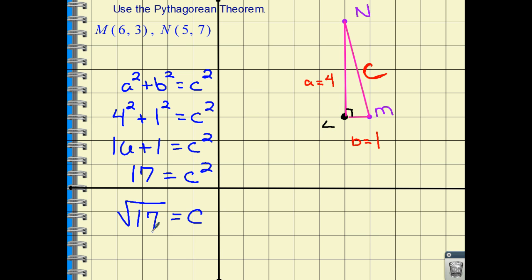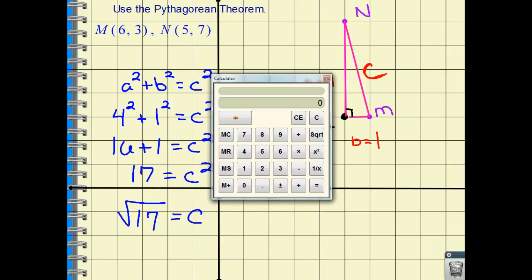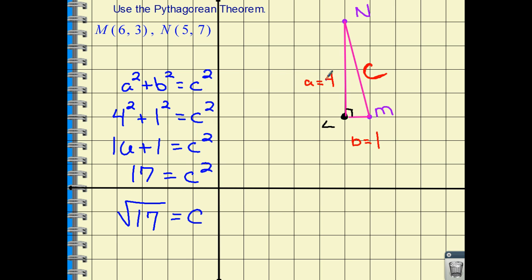So we need to do an approximation. Take out your calculator at this point and type in the square root of 17. Then we need to round to the nearest hundredth position. There's the tenth, and so 2 is in the hundredth. We look to the right of the 2. The 3 tells me to keep it the same. So C is approximately equal to 4.12.